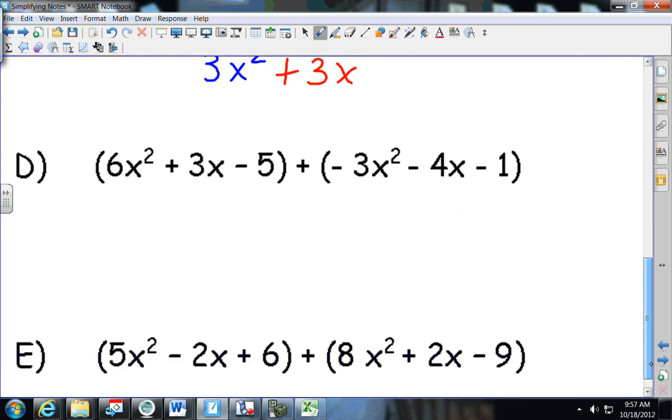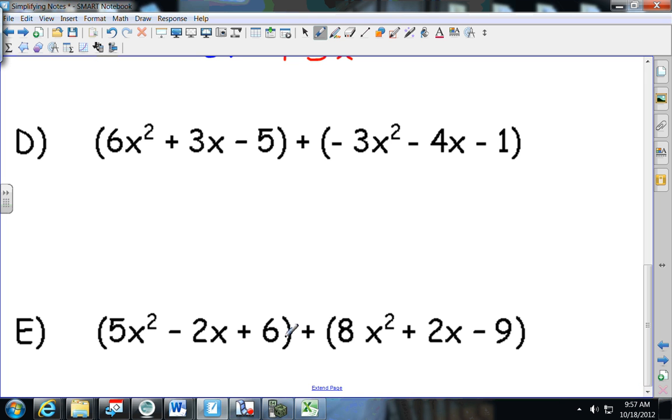On the next one right here, though, what do you notice about them? How are they different than what we just did? They have parentheses around them. But what is in between the two parentheses? A plus sign. If there is a plus sign in between them, there is nothing different that you need to do. Okay? All the signs stay the same, and we will combine them just like normal.